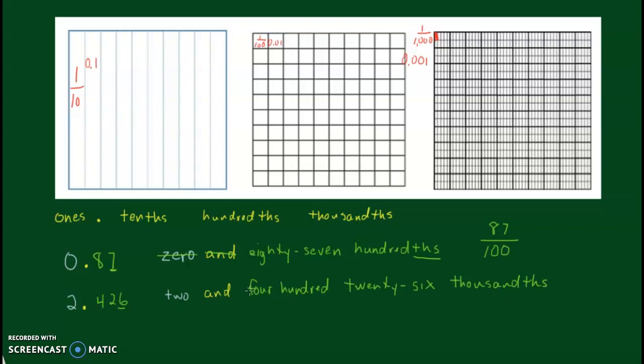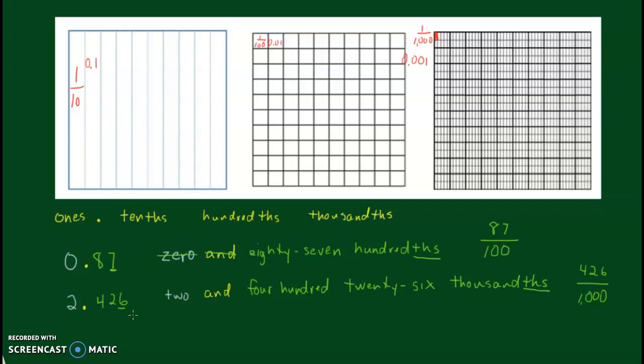Notice, I didn't write 426 thousandths with another and. We can only use and once, and it has to be at the decimal point if we're saying it correctly. Then, to write it as a fraction, our THS word is thousandths, so our denominator is going to be 1,000. We have 426 of those thousandths, so that's going to be our numerator.